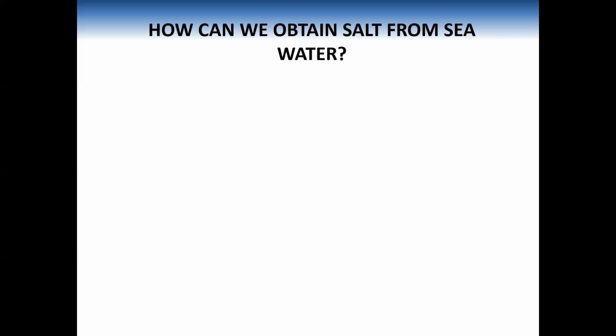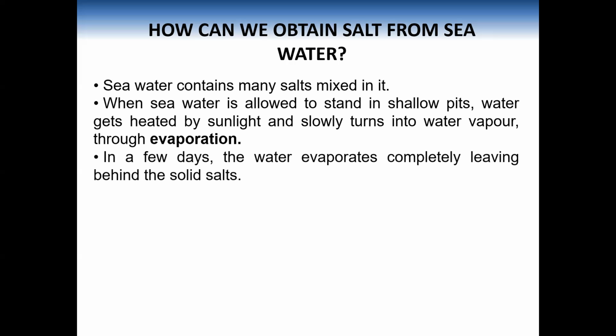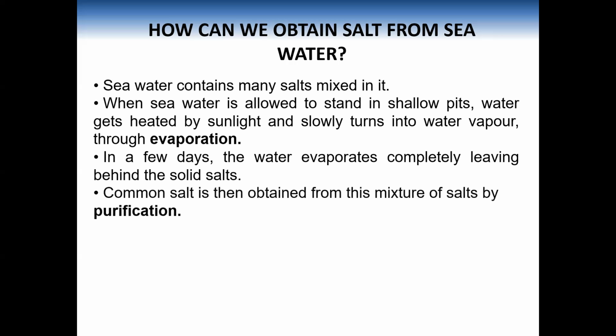So how can we obtain salt from seawater? Seawater contains many salts mixed in it. When seawater is allowed to stand in shallow pits, the water gets heated by sunlight and slowly turns into water vapor through evaporation. In a few days, the water evaporates completely, leaving behind the solid salts. Common salt is then obtained from this mixture of salts by purification.